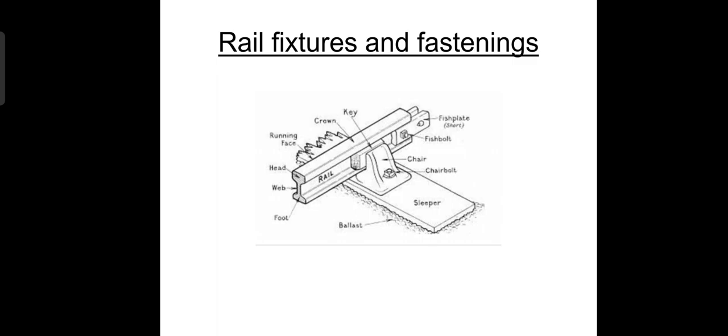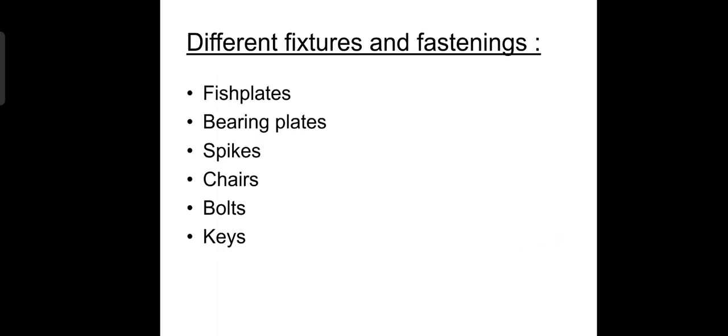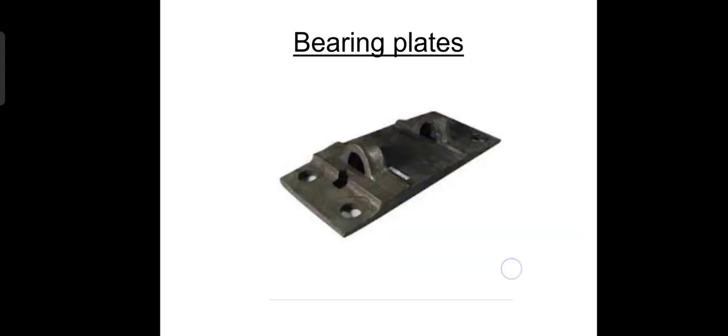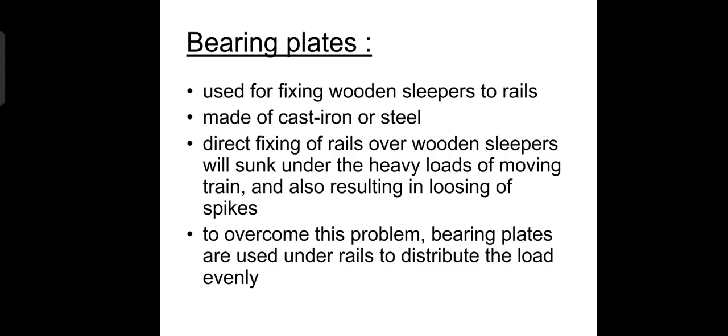Rail fixtures and fastenings. Different fixtures and fastenings are fish plates, bearing plates, spikes, chairs, bolts, keys. Fish plates are used in rail joints, made of steel, and are designed in such a way that they can easily be fitted between the head and foot of the rail. The diagram is being shown. Bearing plate is used for fixing wooden sleepers to the rails, made of cast iron or steel. Direct fixing of rail over wooden sleepers can sink under the heavy loads of moving trains, resulting in loosening of spikes. To overcome this problem, bearing plates are used under rails to distribute the load evenly.